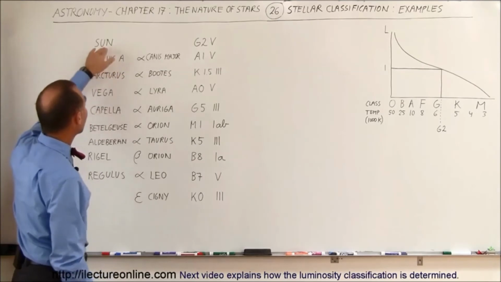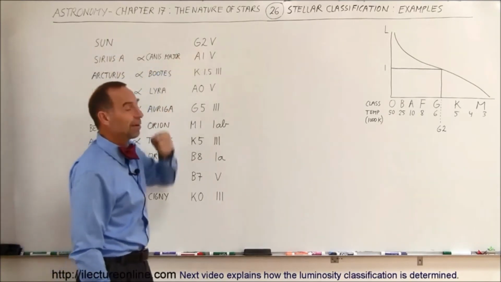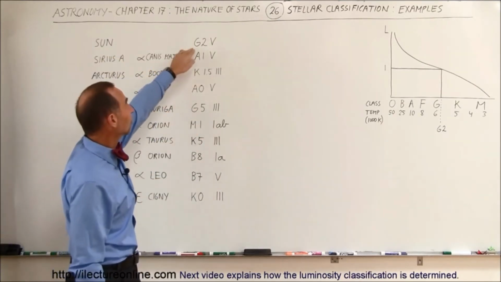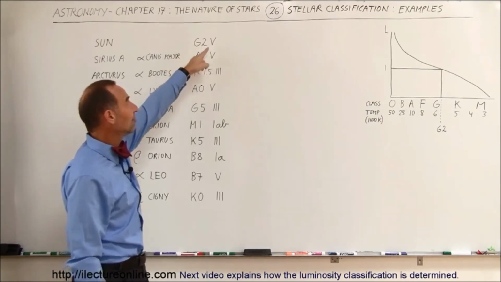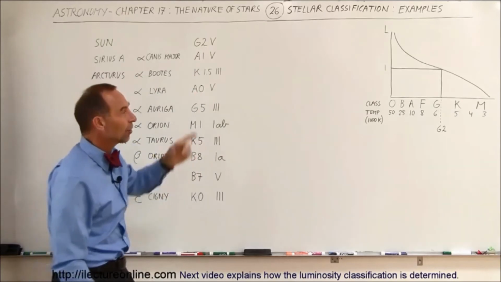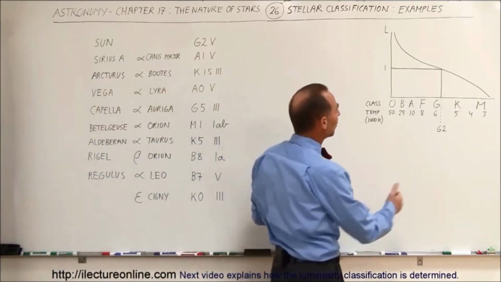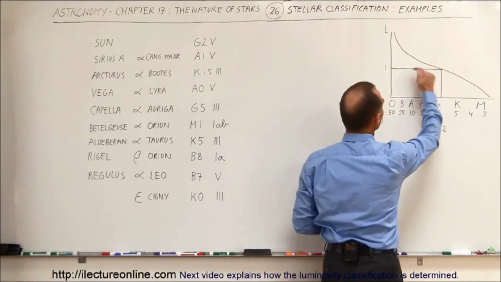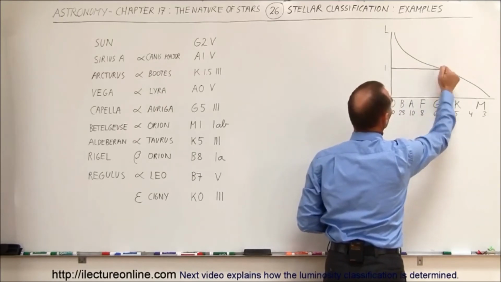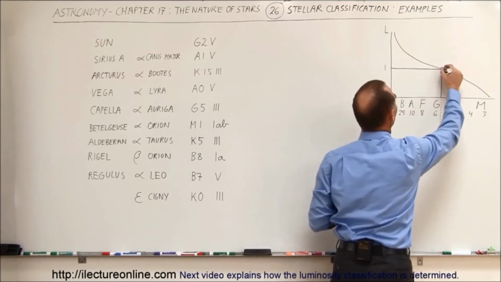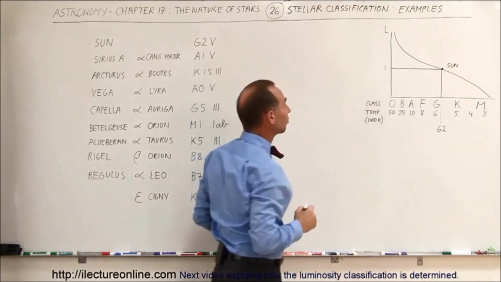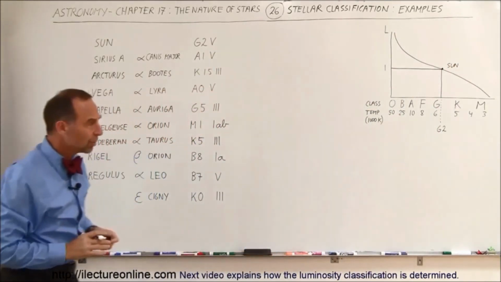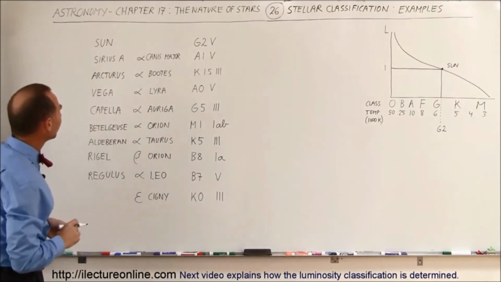For example, our sun is a G2 V star. The G means spectral class G. The 2 means spectral type 2, so G2, and the V means that it's a main sequence star. When we go to the HR diagram, we can see that the G2 is right about here, luminosity equal to 1, so that represents our sun on the main sequence. The V is the luminosity class for a main sequence star.